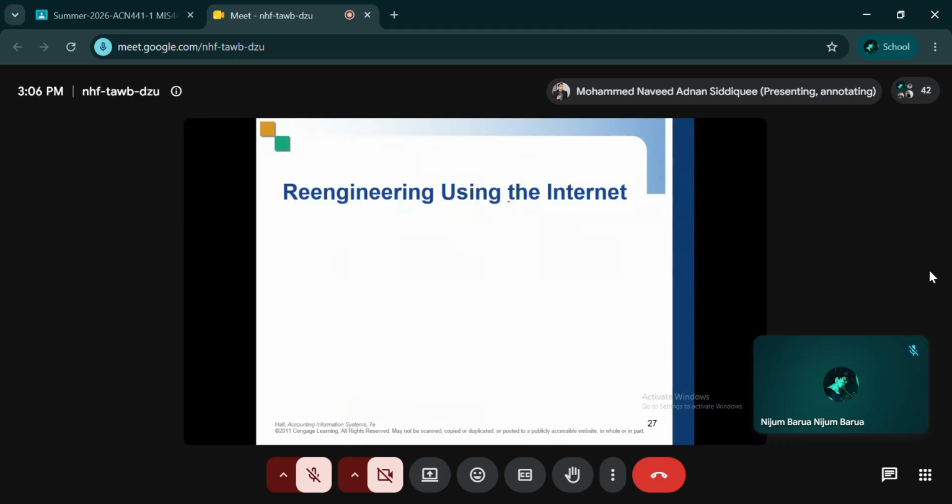Okay, so what have we seen so far? Re-engineering using EDI. Now we will look at re-engineering using the internet. How is re-engineering done using the internet, right?